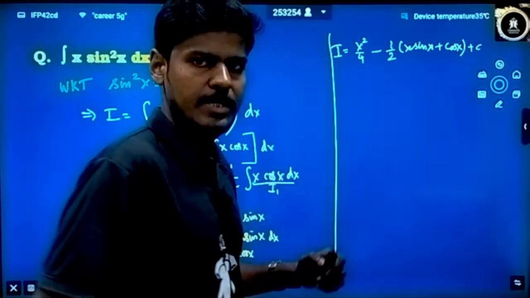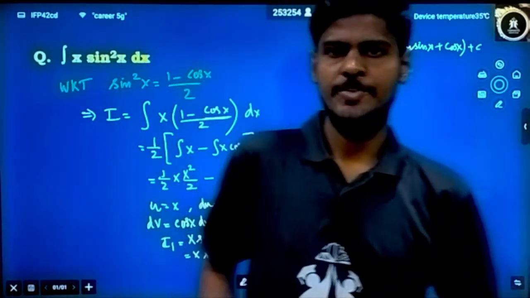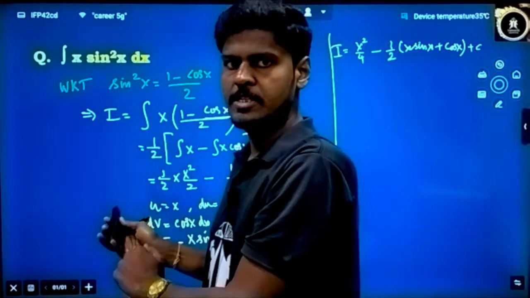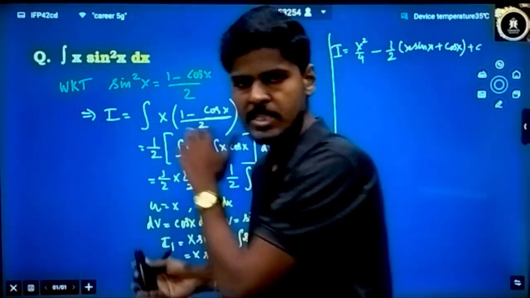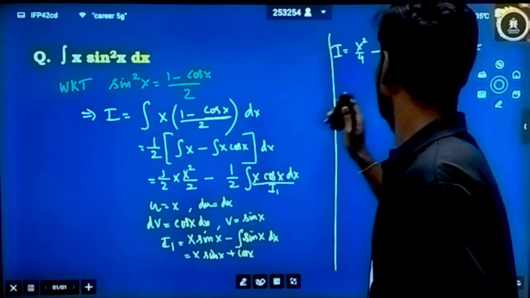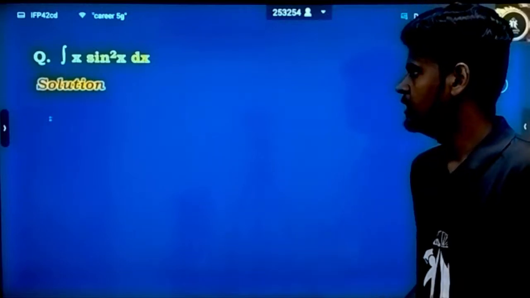Easy. Clear now how to do integration by parts questions. We have to first identify which is the first function and second function, which function is u and which function is dv, and then use the formula and substitute. That is it. Easy. Now we will see the solution.